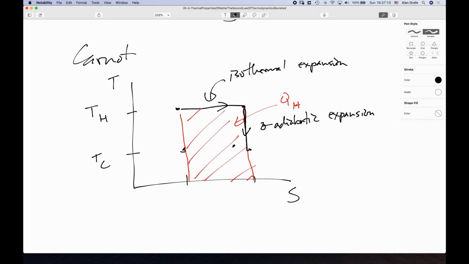Now, because you're trying to maximize work, when you do the return, you want to reject as little heat as possible to the cold reservoir. So, again, he reasoned that on the compression stroke, you want to be doing an isothermal compression.